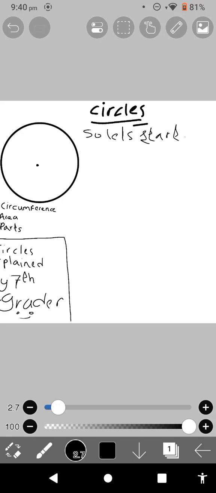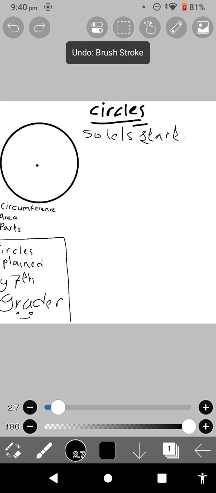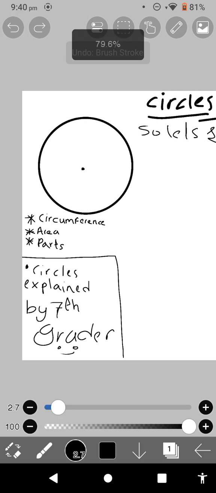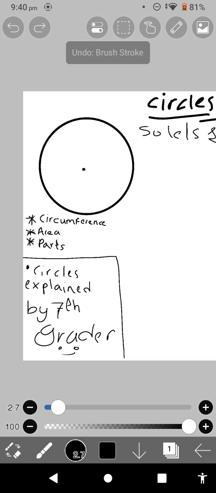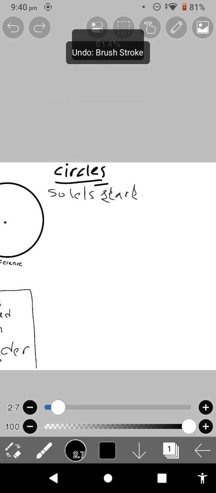Today I'm going to explain circles to you. A circle is a shape that has many parts and mainly two formulas, but it has more too. So let's start.